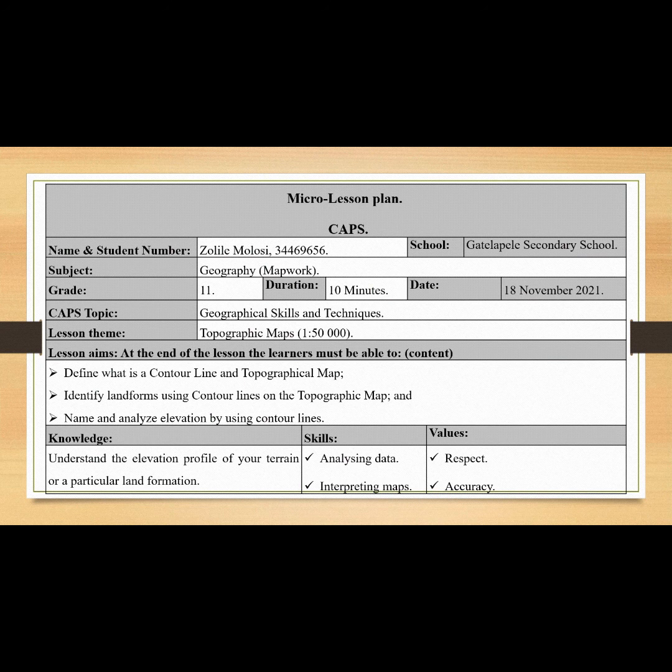The values that they will learn from this lesson are respect and accuracy. In respect, we are talking about respecting other people's choices on residing in this particular area, and in terms of accuracy, we are talking about how accurate it is whether the area they live in is gentle or steep.